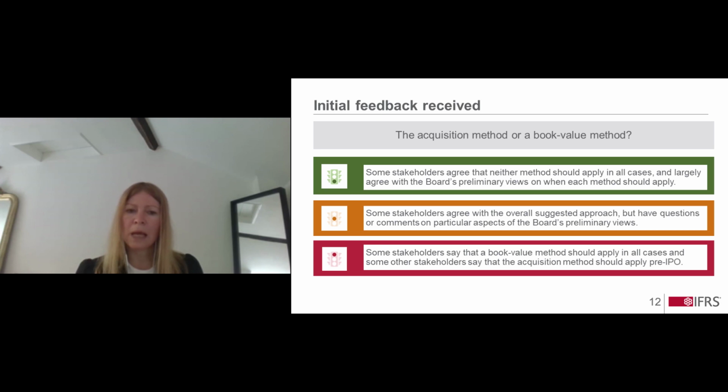So, for example, some stakeholders believe that public debt, not only public shares of the receiving company, should also trigger the use of the acquisition method. These stakeholders suggest that public debt holders have very similar information needs compared to non-controlling shareholders. And just to reassure everyone that this particular point we are exploring in our outreach with users of financial statements to better understand what information they need and why.